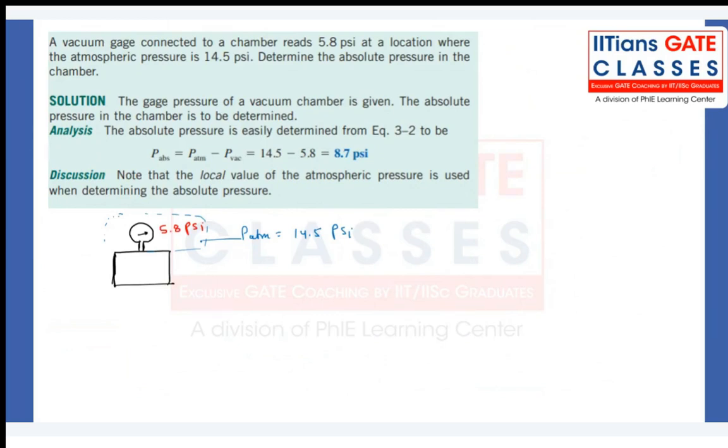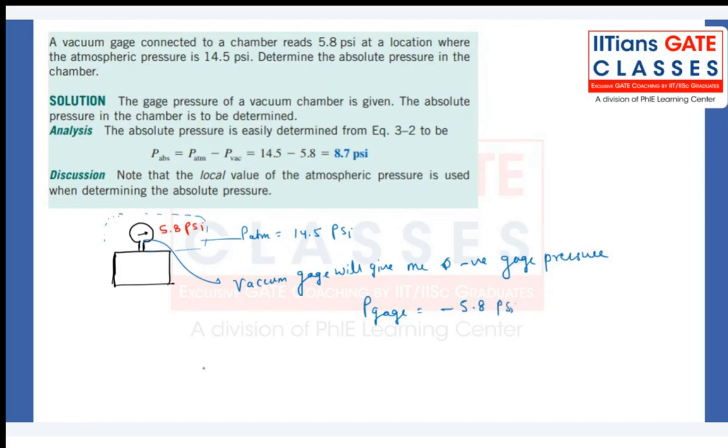Whatever the vacuum gauge is there, remember, a vacuum gauge will give me negative gauge pressure. Directly it will give me the negative gauge pressure. What is the gauge pressure here? Minus 5.8 psi. So what is the absolute pressure?